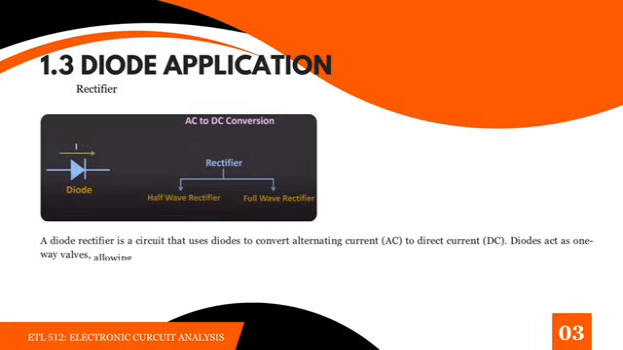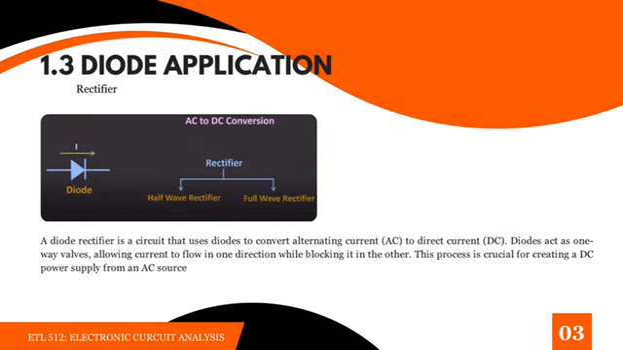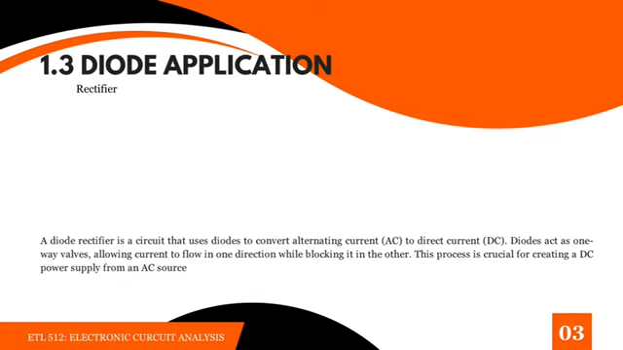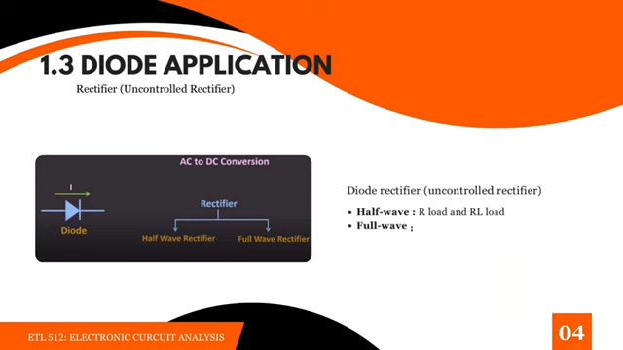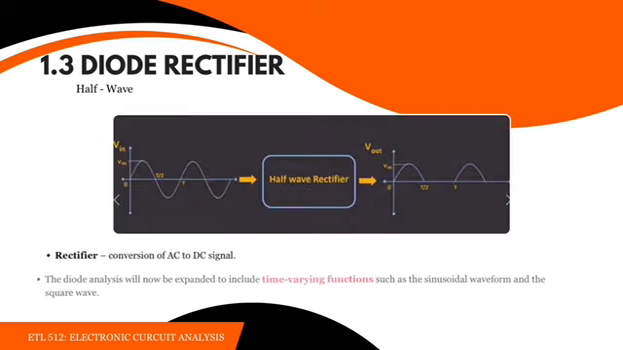What is a diode rectifier? A diode rectifier is a circuit that converts alternating current, AC, into direct current, DC. Diodes act like one-way valves, only allowing current to pass in one direction. This function is essential in converting AC to usable DC power. There are two main types of uncontrolled diode rectifiers we'll discuss: half-wave rectifiers and full-wave rectifiers. Both are studied under two load conditions, R load and RL load.